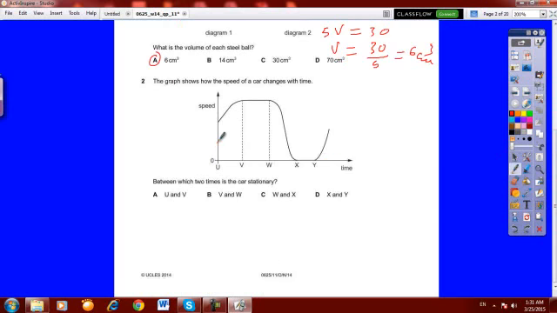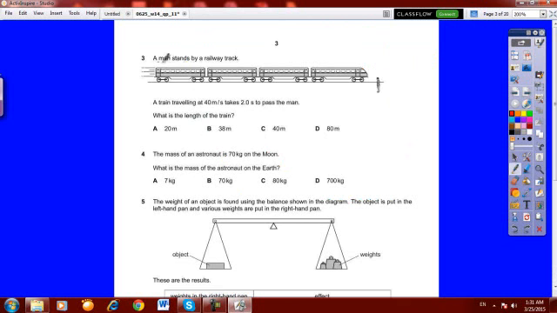The graph shows how the speed of a car changes with time. Between which two times is the car stationary? Stationary means at rest, so the speed is equal to 0, which is in this interval between x and y. So D.